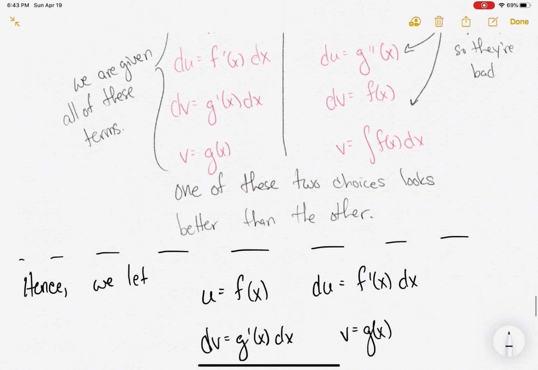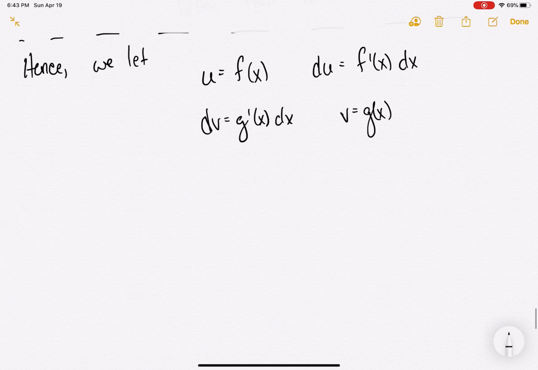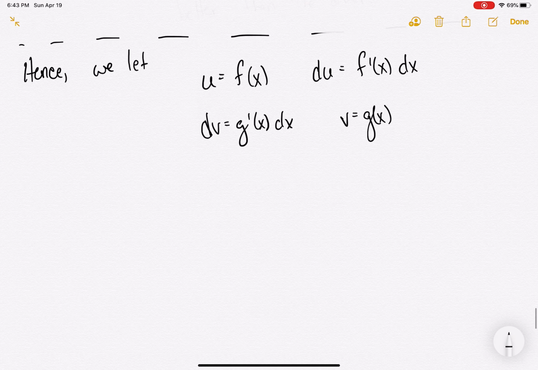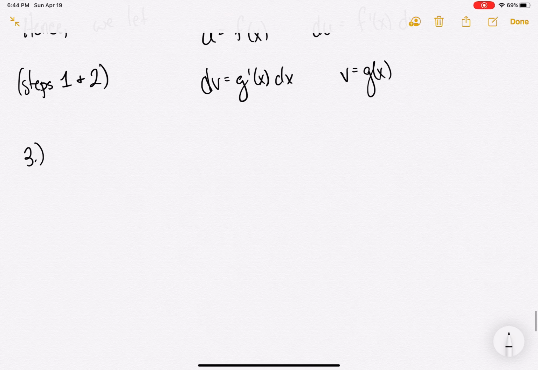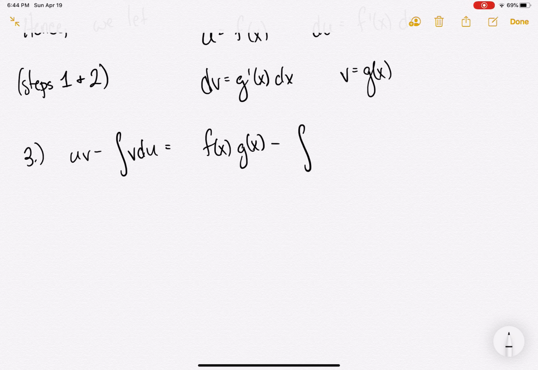But there you go. So once we do that, this is step 2 basically. This is step 1 and 2. So step 3 says you write down uv minus integral v du. Well, what is that here? That's uv, f of x g of x, minus the integral v du. V is g of x, du is f prime of x dx.